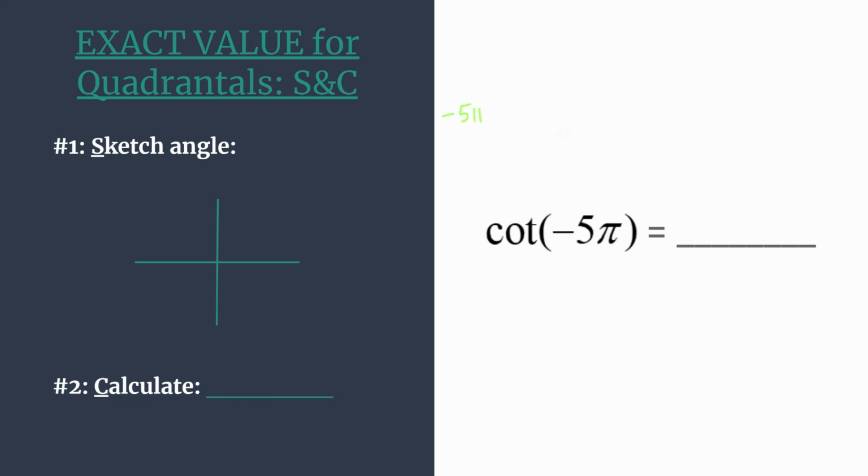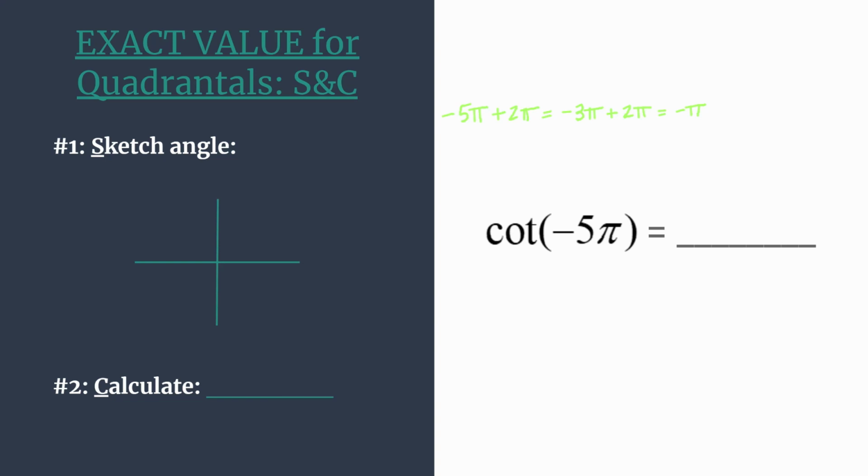We have negative 5 pi. We know a full rotation is 2 pi. So let's just add 2 pi to our negative 5 pi. And we see that negative 3 pi is coterminal to negative 5 pi. That's still more than one rotation, so if you're not comfortable sketching that angle from negative 3 pi, just add 2 pi again. And you'll see you get negative pi is coterminal to both of the angles.